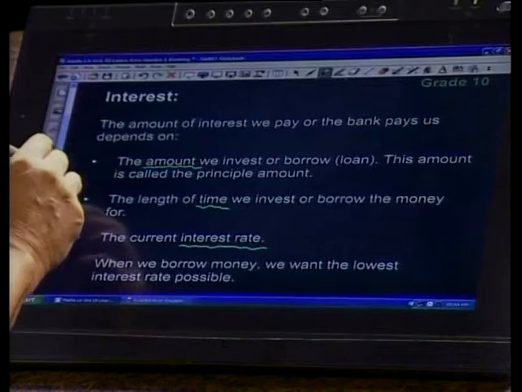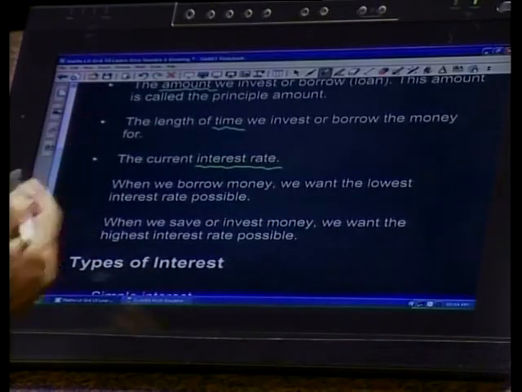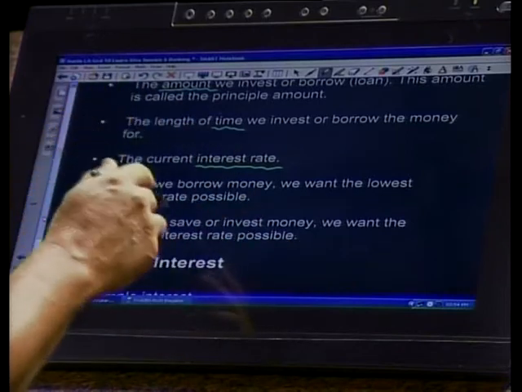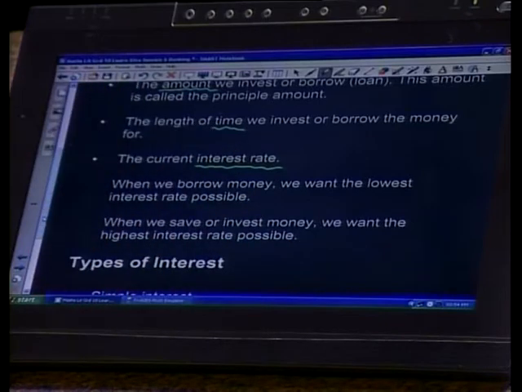What else does the interest depend on? Well, when we borrow money, we want the lowest interest rate possible. Okay? That is important to know. When I borrow money, I'm going to go into a bank and I'm going to say, what are you going to charge me? And someone will say, I'll charge you 9%.